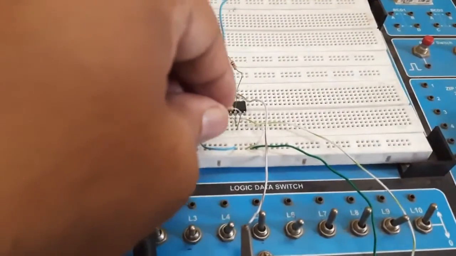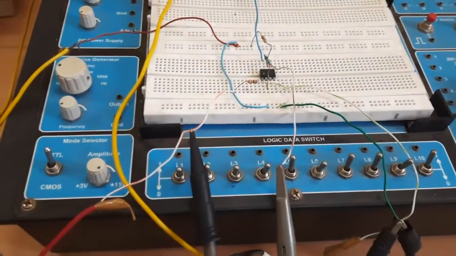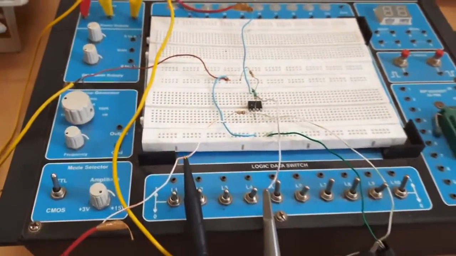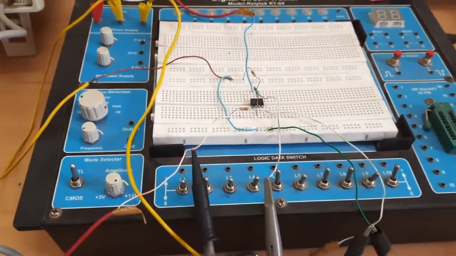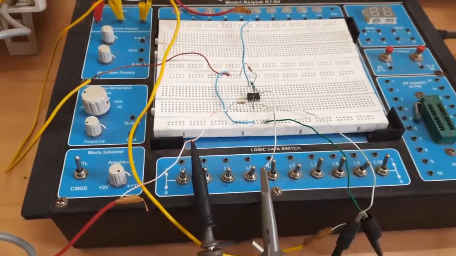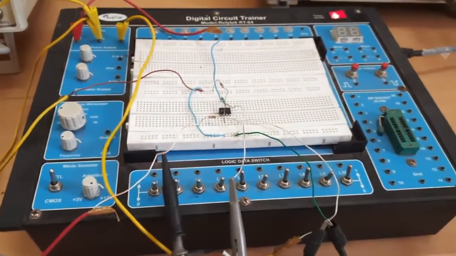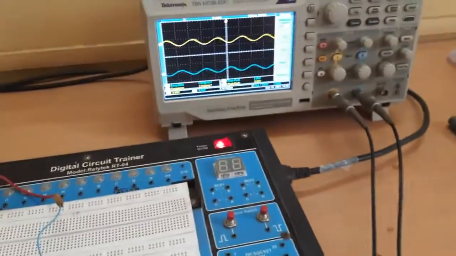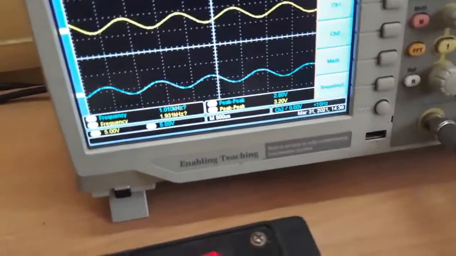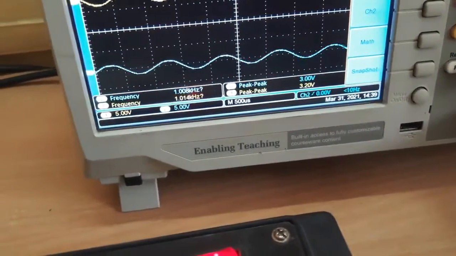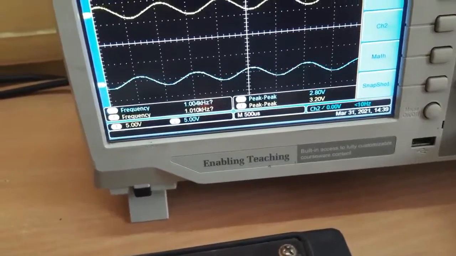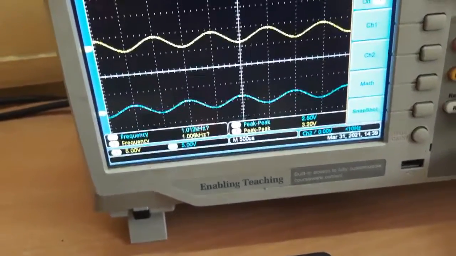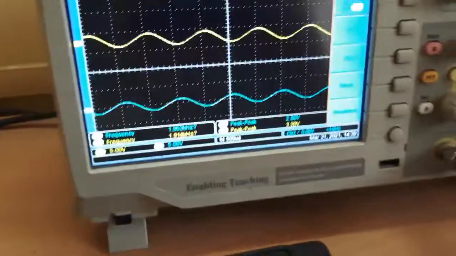Here I will remove one 10k ohm resistance. Now one 10k remains and RF is 10k, so the ratio of RF and R1 is now 1. Now we get a waveform where the input is 3 volt and the output is also 3 volt, meaning the gain is 1.